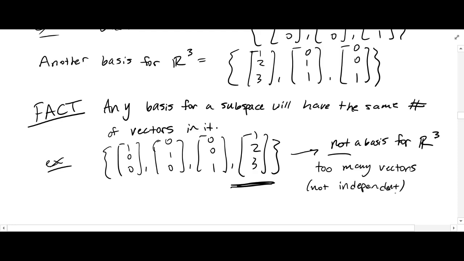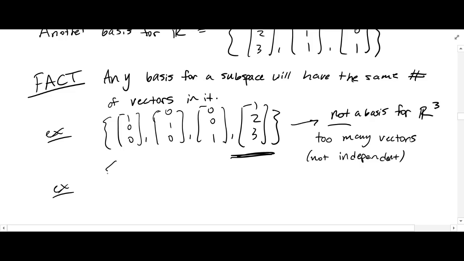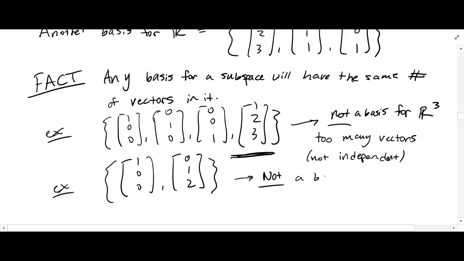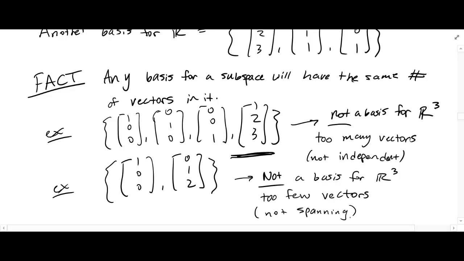But if you change it slightly, if you take away one of the vectors, maybe like this set, this is also not a basis, because there's too few vectors. You can't get every vector in R3 as a combination of just these 2. So there's too few vectors. So they don't span. So in some sense, a basis has just the right amount of vectors that you need to describe the vector space.